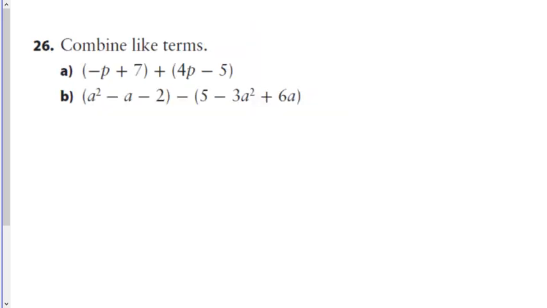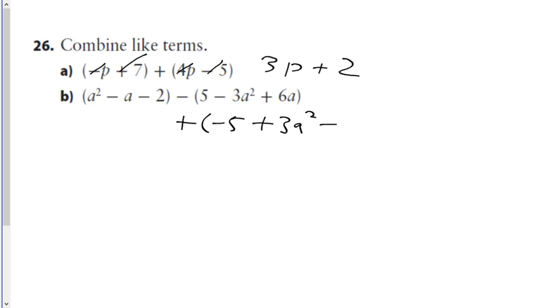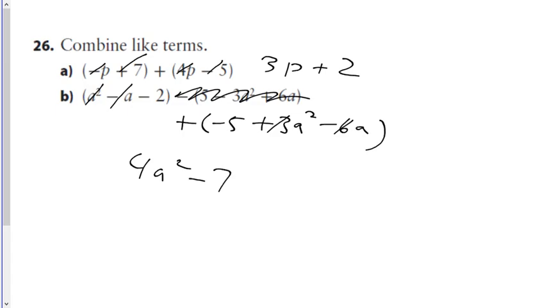Question 25, combine like terms. Piece of cake, 3p. Oh, 26. Plus 2. Here, don't forget to write it out as the opposite first. Then ignore it. Don't bother looking at it anymore. You'll screw yourself up if you do. Gather your a squares to get 4a squared. Gather your a's to get negative 7a. And gather your constants to get negative 7.